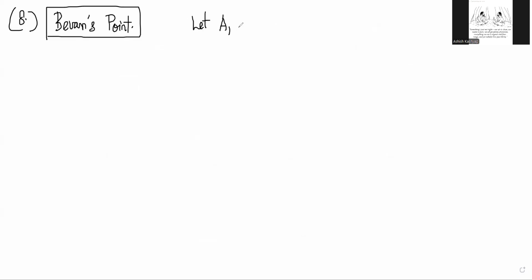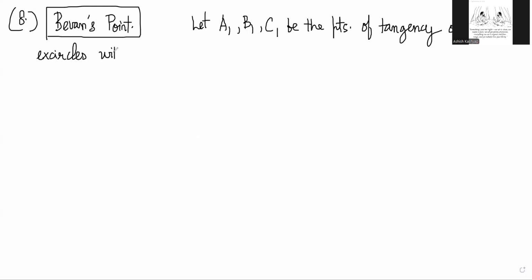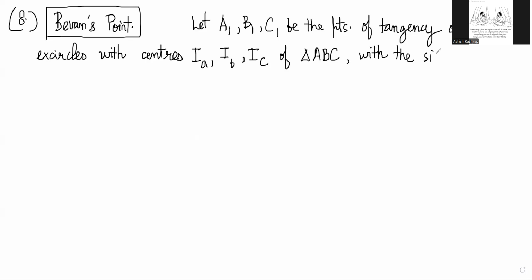Let A1, B1, C1 be the points of tangency of the excircles with centers IA, IB, IC of triangle ABC with the sides BC, CA, AB respectively.